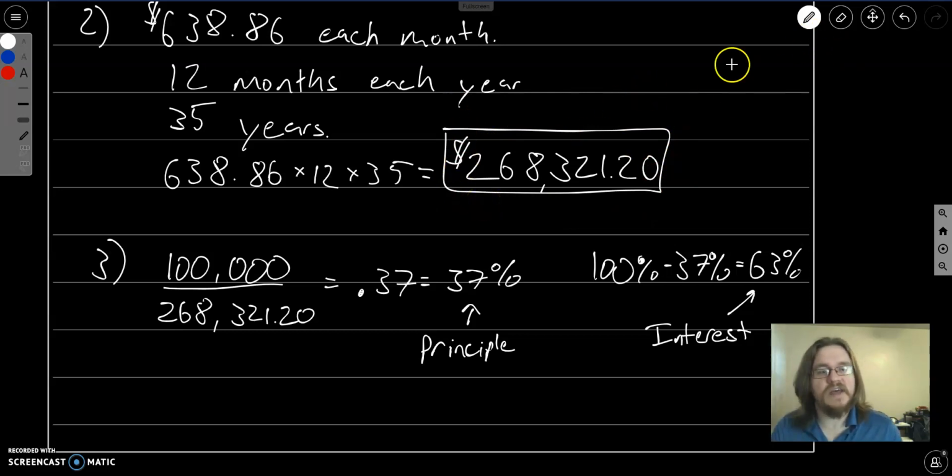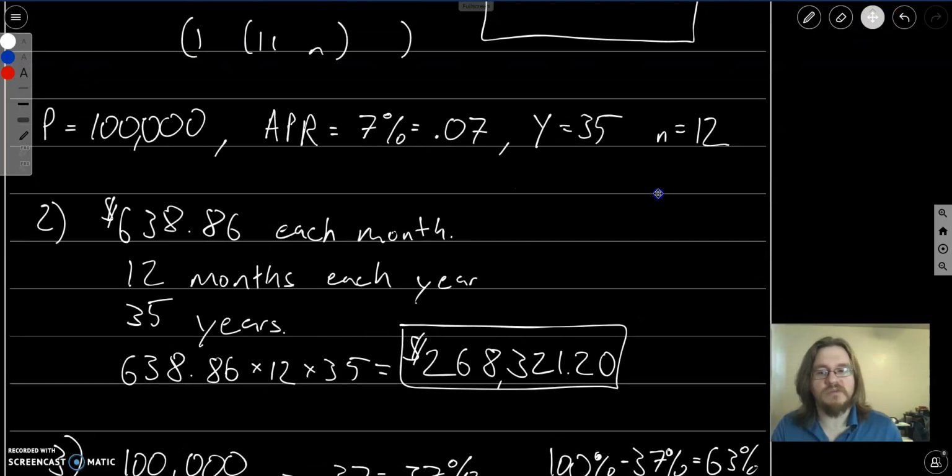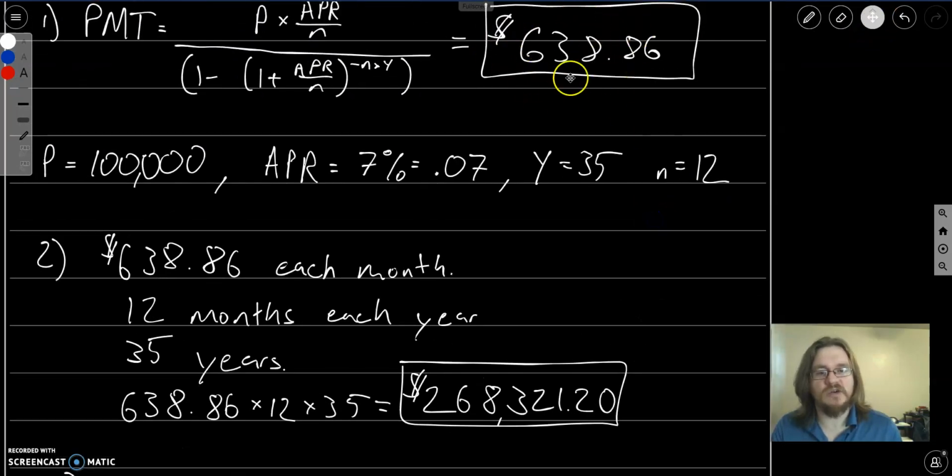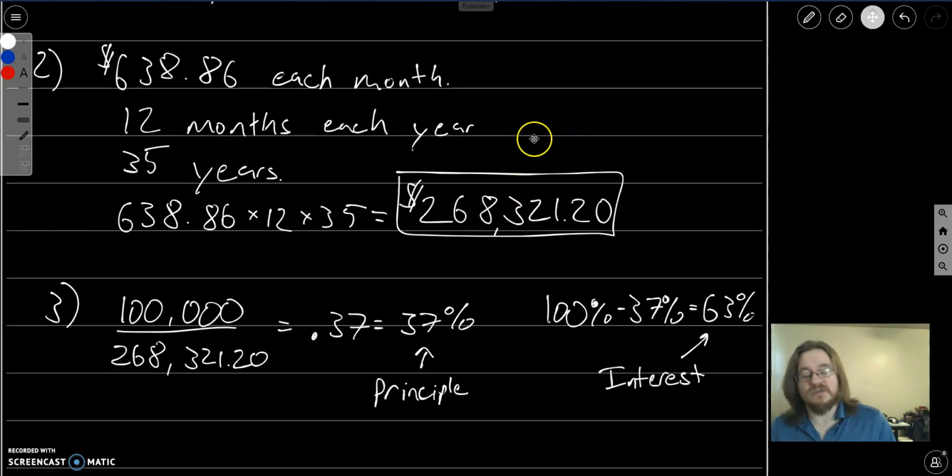But maybe that's how much we could pay each month. Maybe we could only pay $600 each month, which means that we'll have to pay this back for a long time. And this is just the way that things work. One thing that you'll notice in real life is that loan payment interest is going to be a lot higher than savings account interest, because banks want to earn money, so they're going to charge you quite a bit for taking out loans. So this is how to calculate loan payments.